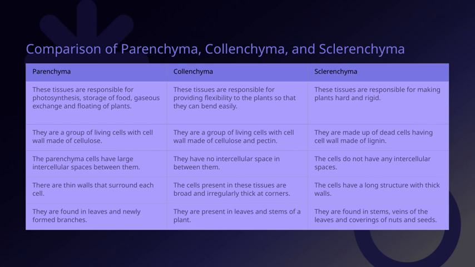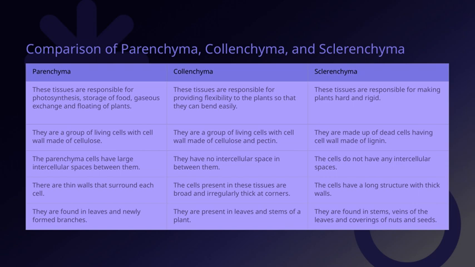Finally, sclerenchyma tissues are responsible for giving plants their hardness and rigidity. These are composed of dead cells with thick walls made of lignin, which makes them very sturdy. The cells are elongated and have thick walls, and unlike the other two, they lack intercellular spaces altogether. You'll find sclerenchyma in stems, veins of leaves, and the coverings of nuts and seeds, providing structural support and protection.